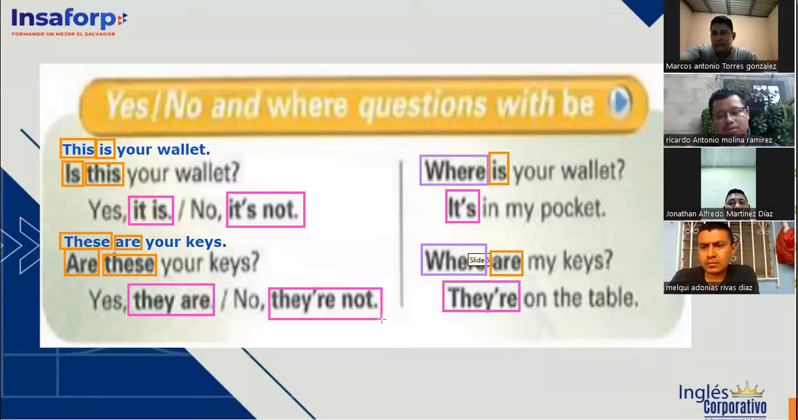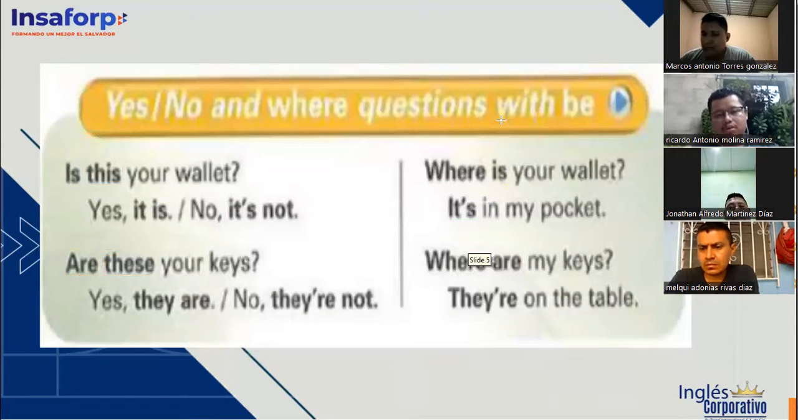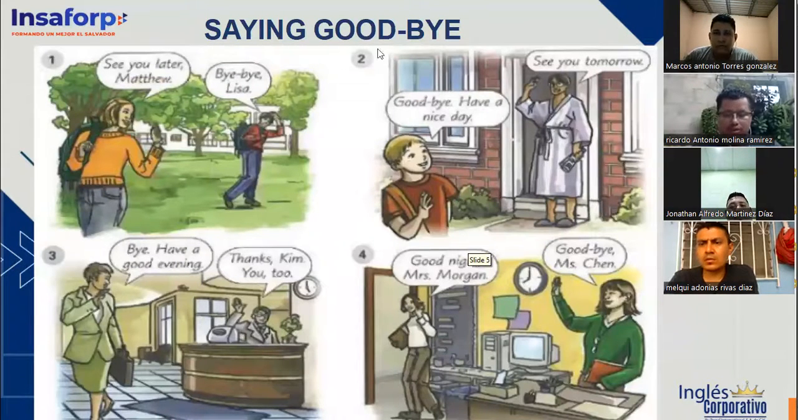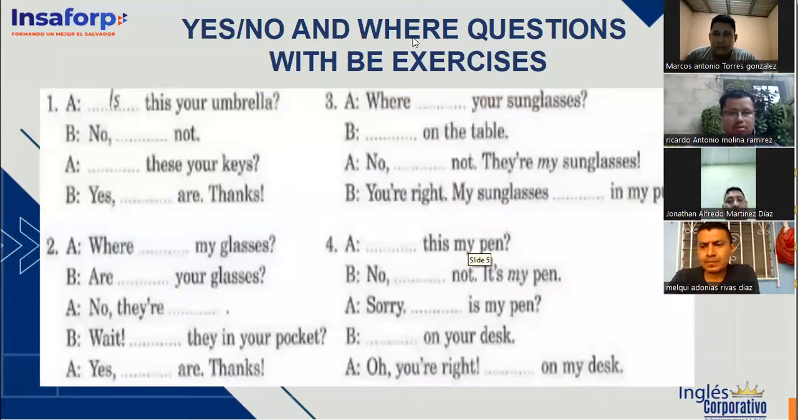Okay. All right. In that case, we're going to do the activity. Oops, sorry. So the activity, I want you to decide what to put in each one. So for example, here, is this your umbrella? Is this your umbrella? And the answer no, whatever you're going to, you're going to do this with your partner, okay?